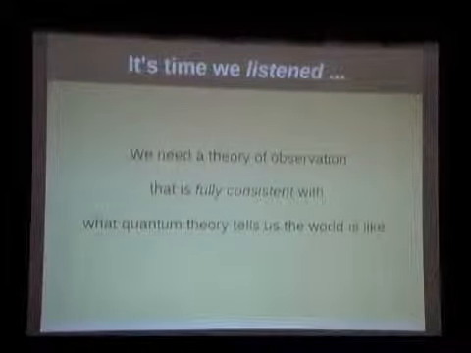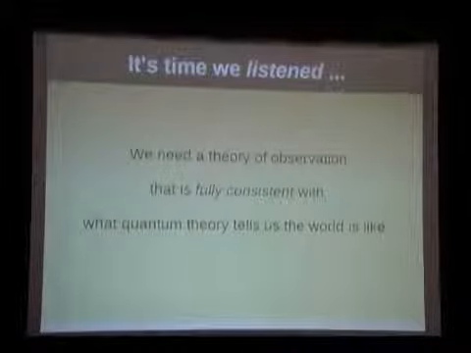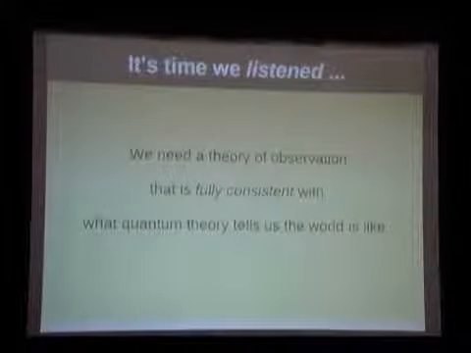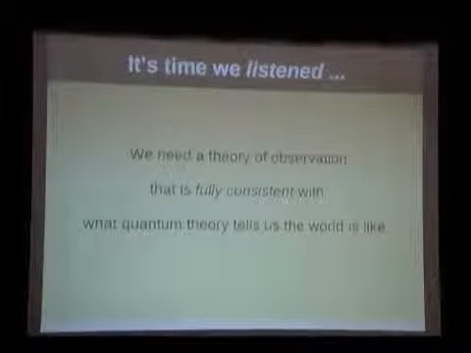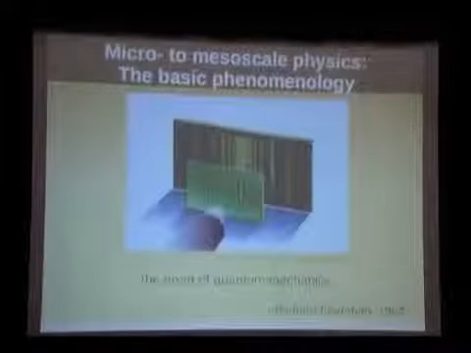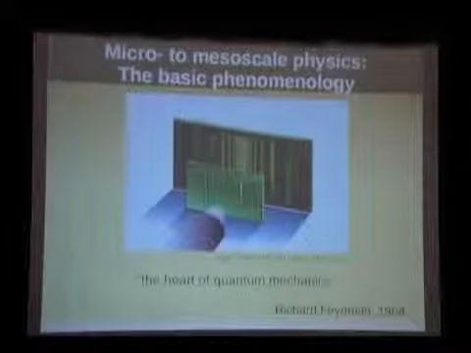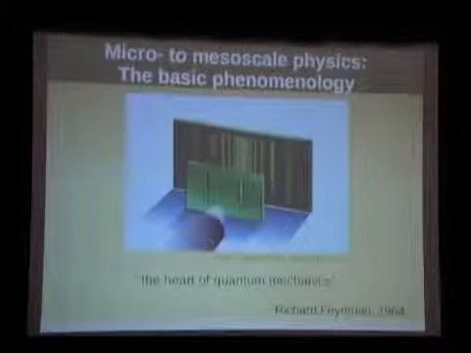So if we want to try to develop a theory of consciousness that has to do with how we observe the world, we need to start with what quantum theory tells us the world is like, not start with something else. Okay. So what does quantum theory tell us the world is like? You've seen versions of this slide before, but I want to spend a little bit of time on it.